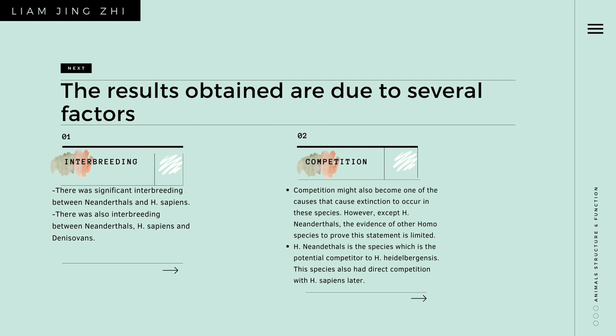The results obtained from this study are due to several factors. The first factor is interbreeding. There was significant interbreeding between Neanderthals and Homo sapiens, and also between Neanderthals, Homo sapiens, and Denisovans. Next, the factor is competition. Competition might also be one of the factors for extinction. However, except for Homo neanderthalensis, the evidence for extinction of the other species due to competition is limited. Homo neanderthalensis is the potential competitor to Homo heidelbergensis, and this species also had direct competition with Homo sapiens later.